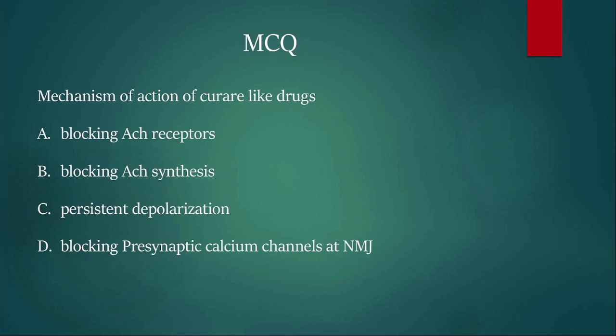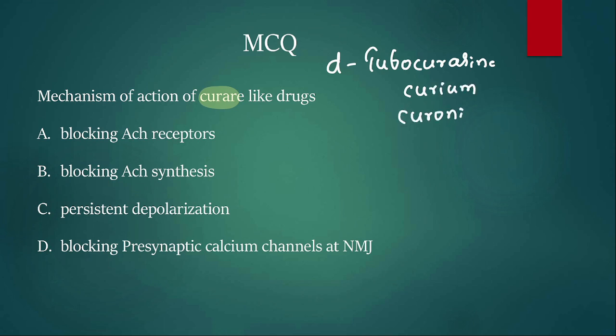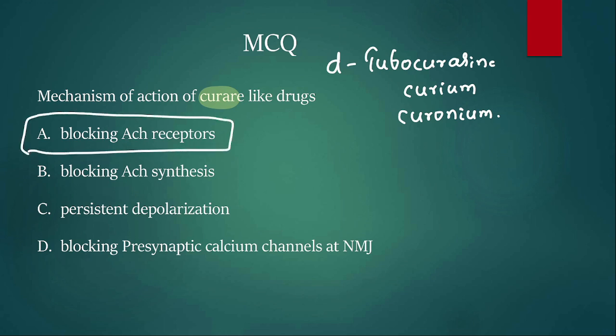Mechanism of action of curare-like drugs. Curare, they mean D-tubocurarine-like drugs, or the drugs ending with curium like atracurium, or ending with curonium. What is the mechanism of action they are asking you? Blocking acetylcholine receptor, blocking acetylcholine synthesis, persistent depolarization, blocking presynaptic calcium channels at neuromuscular junction. So let us answer this. The answer for this is option A, blocking acetylcholine receptors.